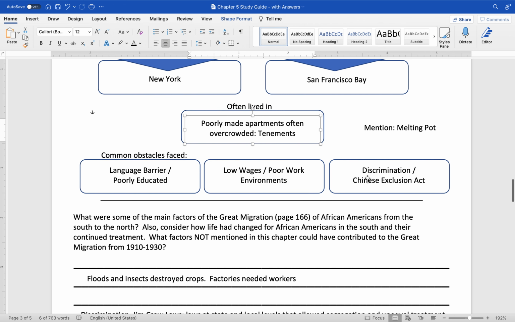Obstacles faced, you only need 3, and there's a bunch here. Language barrier, they couldn't speak English. A lot of times poorly educated. The kids were poor, the families were poor, so the kids had to go to work. They didn't get to go to school.